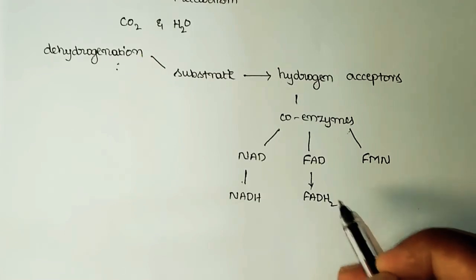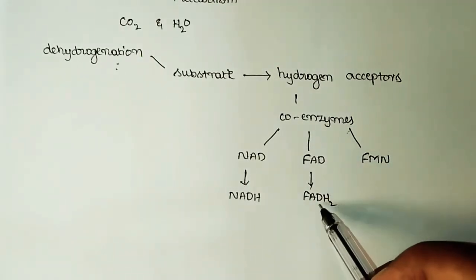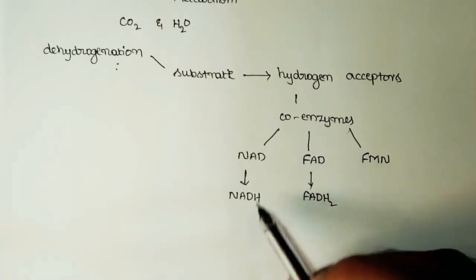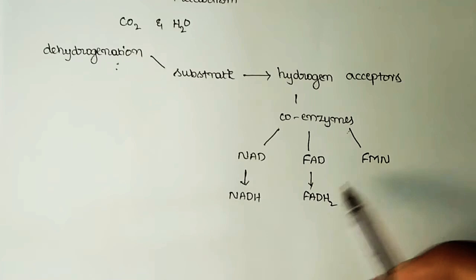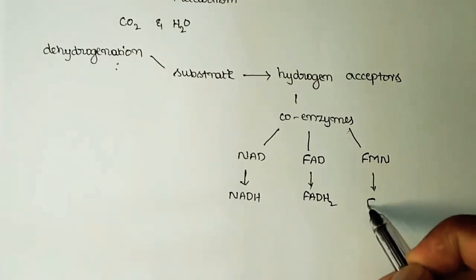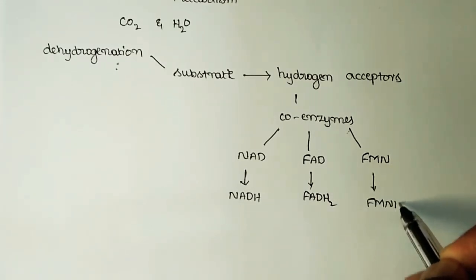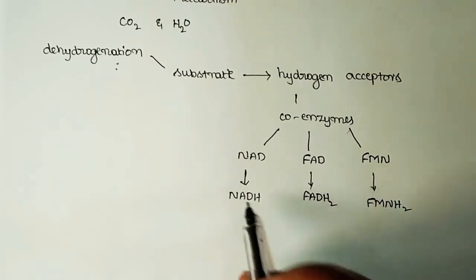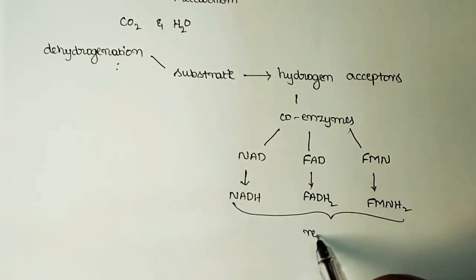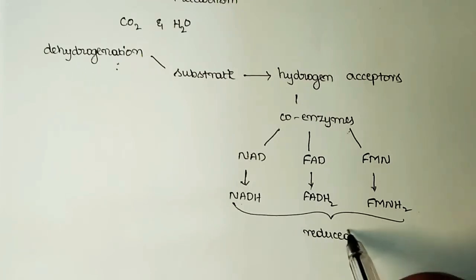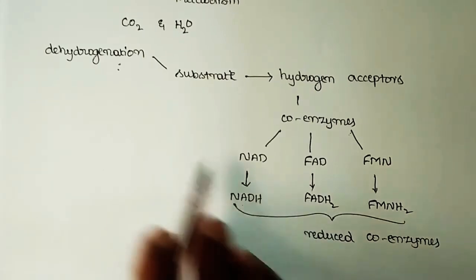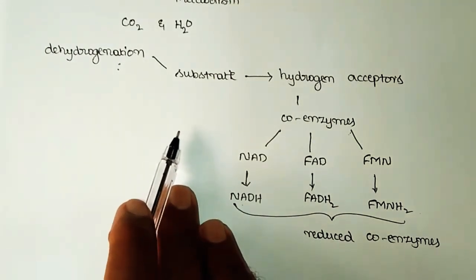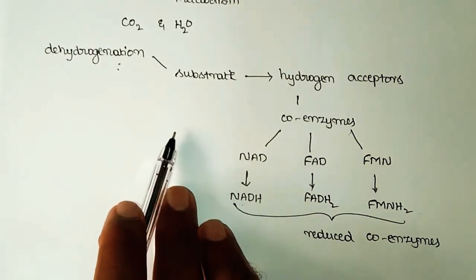FADH2. So give careful observation to the reduced forms of the coenzymes. NAD reduces to give NADH, FAD reduces to give FADH2, and FMN reduces to give FMNH2. So these are the forms of reduced coenzymes that are produced during the biological oxidation of the substrate molecules. So here I have used two words. One is called oxidation and the other one is called reduction.